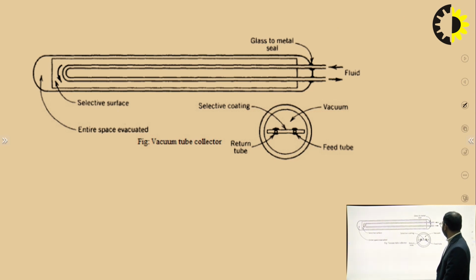So this is the pictorial representation of a vacuum tube collector. Here this is the glass metal seal, and these are the tubes where fluid flows in and out.